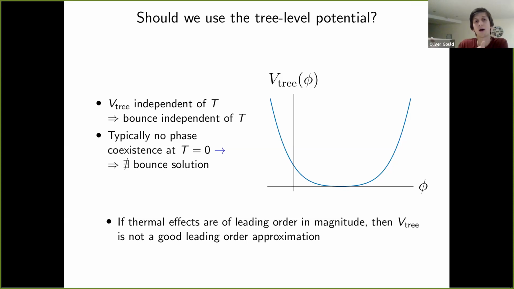But even if there were phase coexistence at 0 temperature, if thermal effects lift the 2 phases relative to each other, and if they do so in a way which is leading order compared to the tree level potential, then the tree level potential is not a good approximation. So there are 2 ways in which we can see that the tree level potential is maybe not the right place to start.